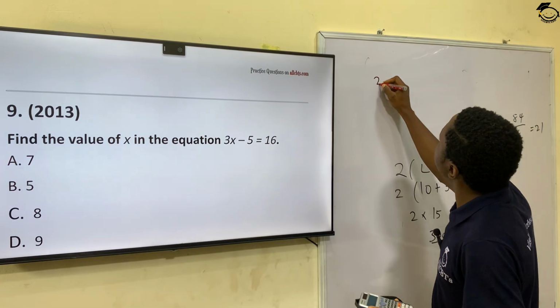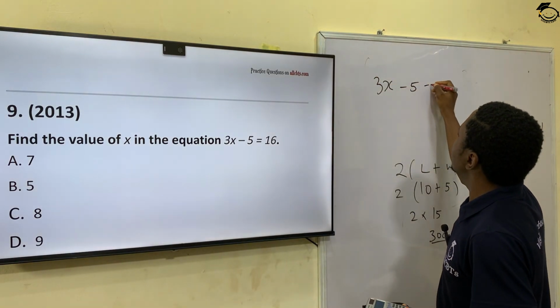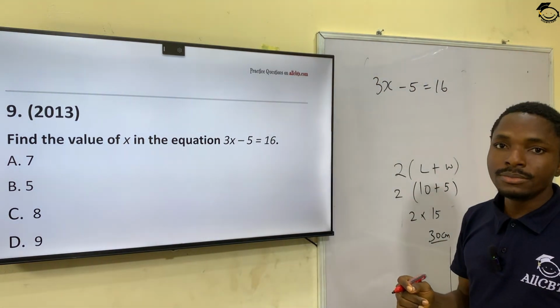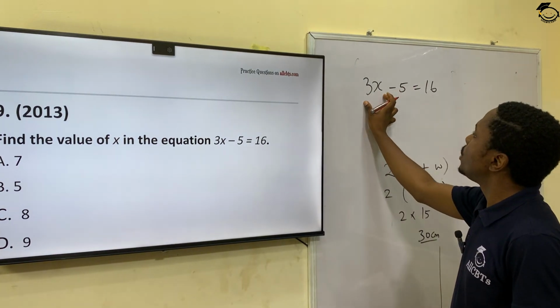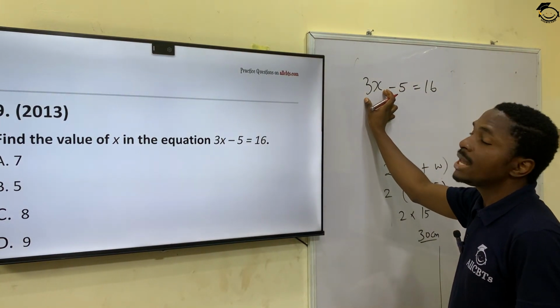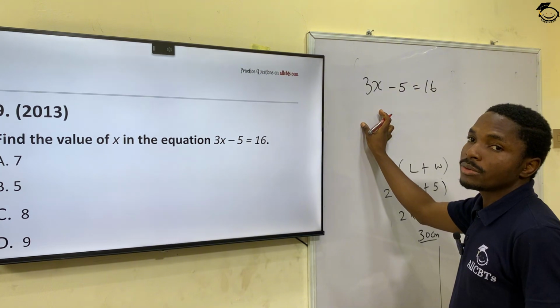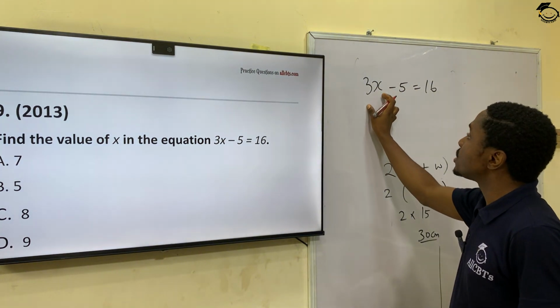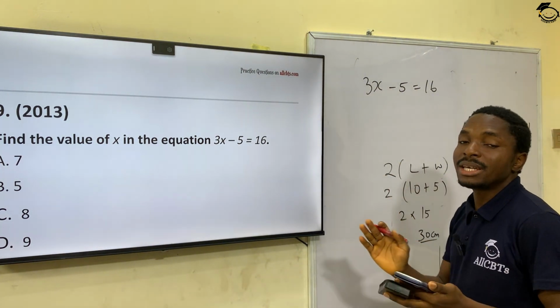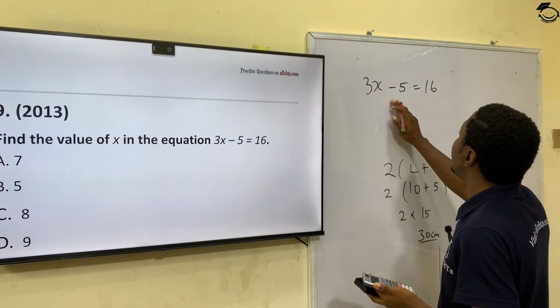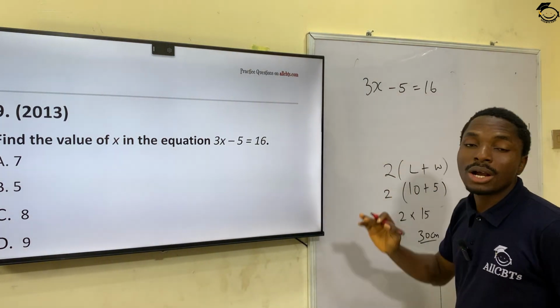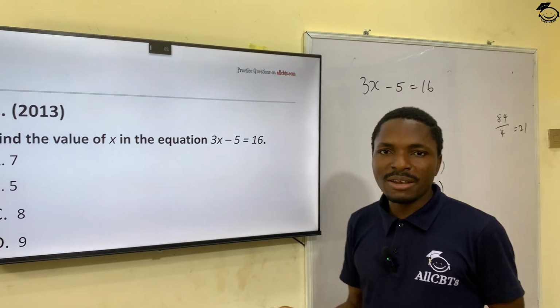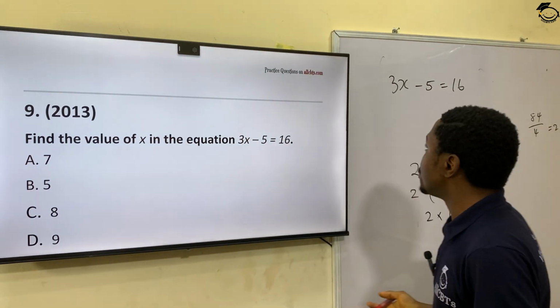(3x minus 5 equals 16). Okay, so we want 3x to stand on its own. For us to set 3x on its own, or to make x the subject of the formula, every other number has to go across the equal sign. You must have been taught that in school.